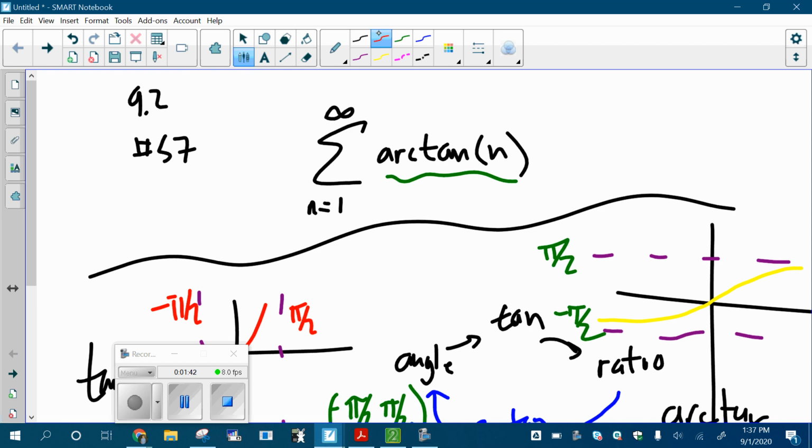Right, so for this problem, go through your list. This certainly isn't geometric. This certainly isn't going to be the telescoping series from partial fraction decomposition. So we must be using the nth term test. So let's look at the limit of the sequence part and think about that.